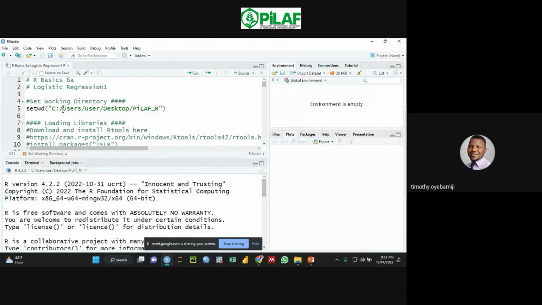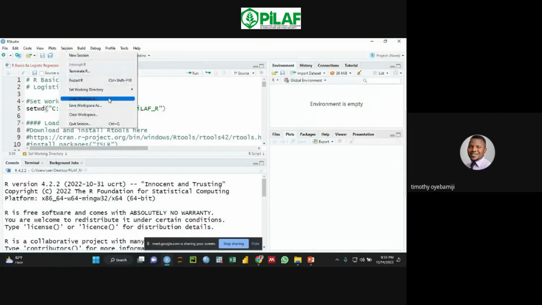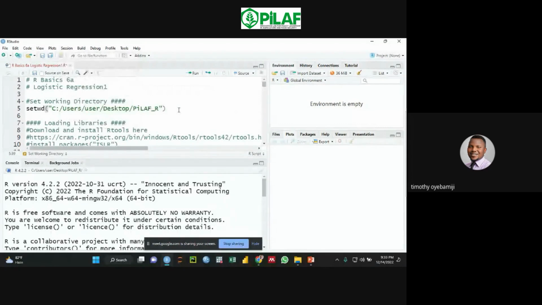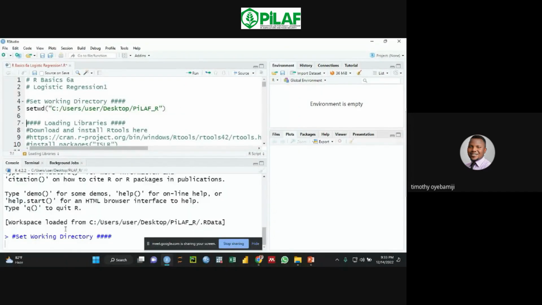But if you have something like this, you have to change it to forward slash, or else you have errors. So that's why I just prefer coming through Session, Set Working Directory, Choose Working Directory. You can always click wherever you want to save your work. All right. Control Enter. We'll run this line, set working directory. So presently it's setting my working directory to PiLAF R on my desktop.